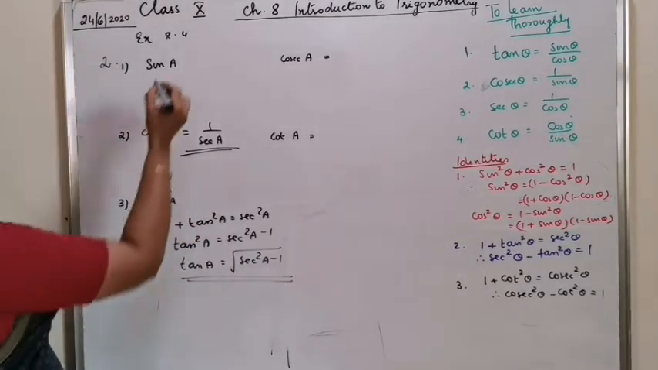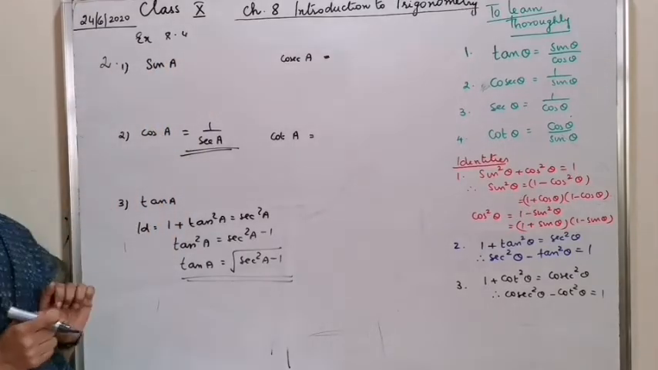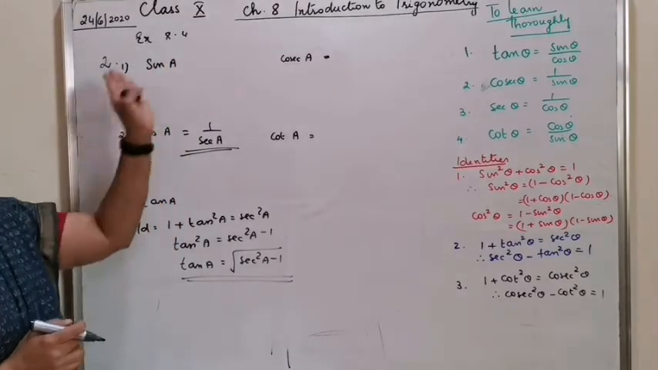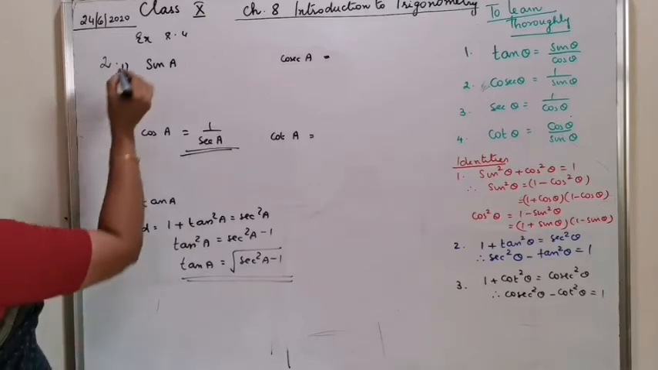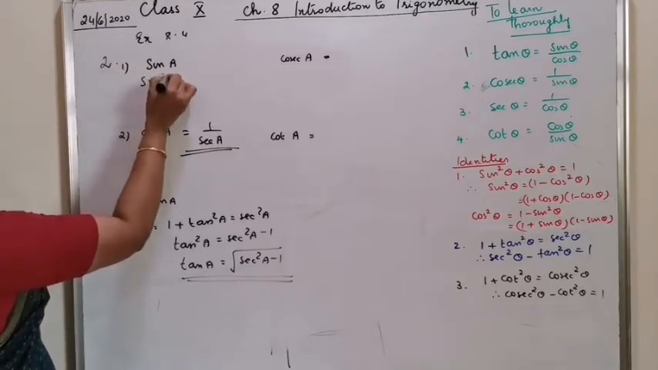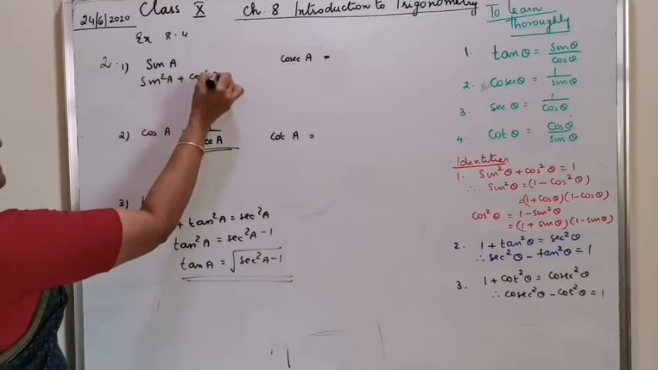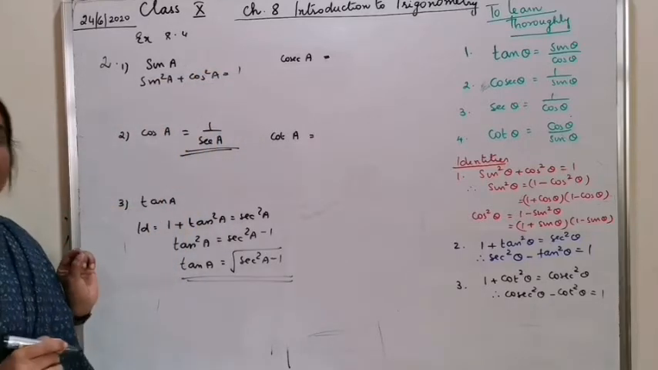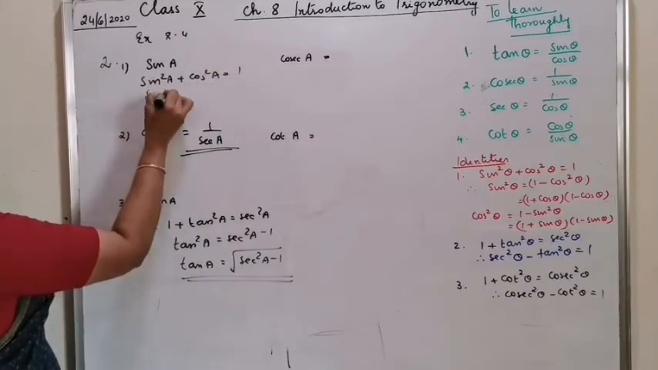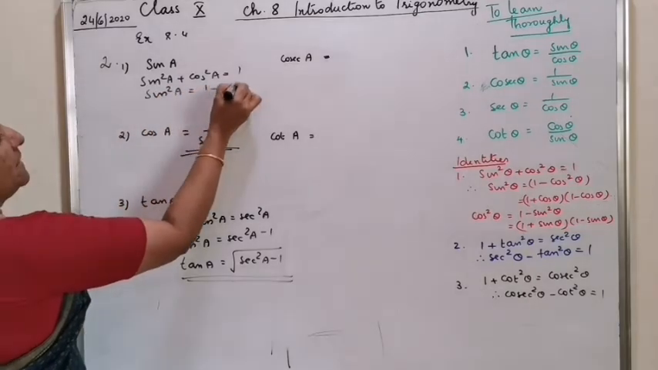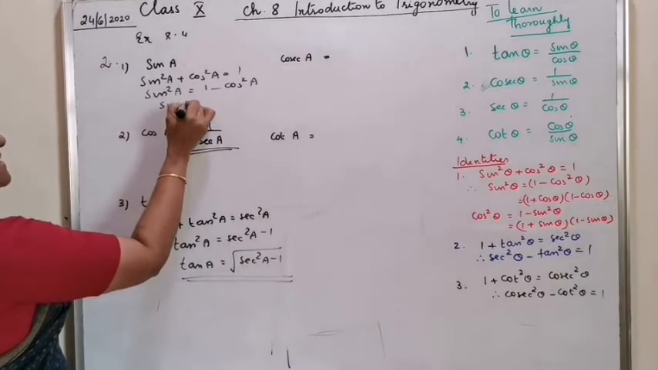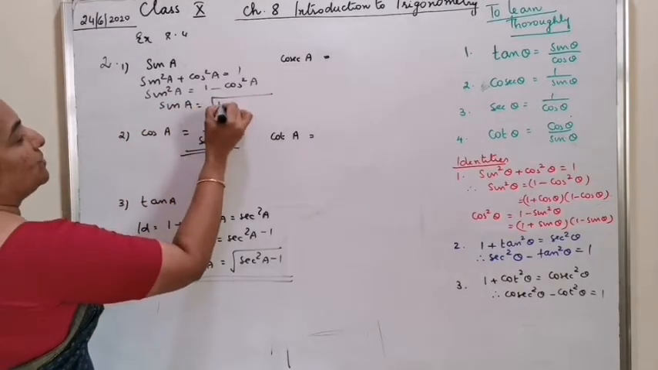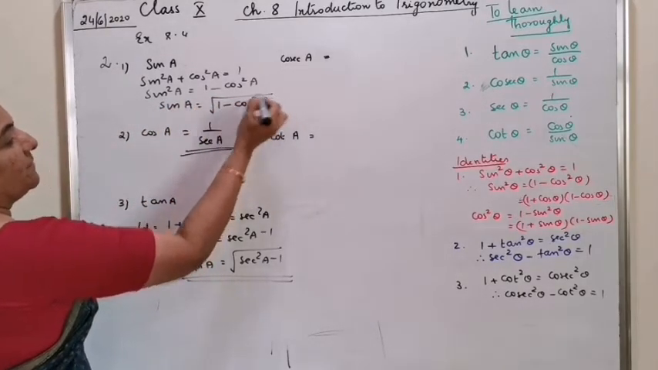Moving on to the first one, sin A has to be converted into a ratio with sec. The first identity is sin square A plus cos square A is 1. From there, what is sin square A? It is 1 minus cos square A. Or the value of sin A is square root of 1 minus cos square A.